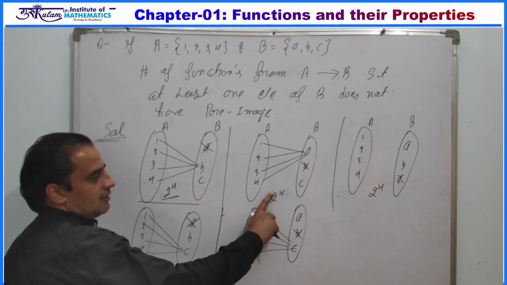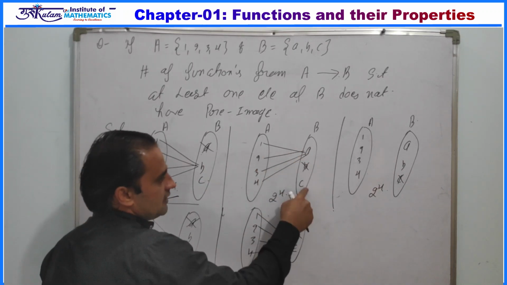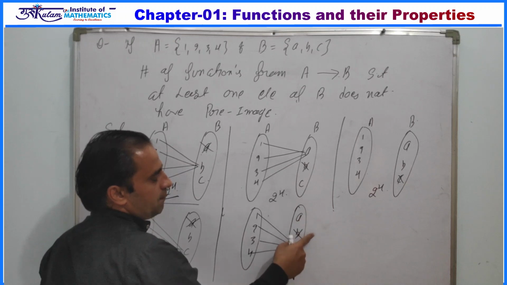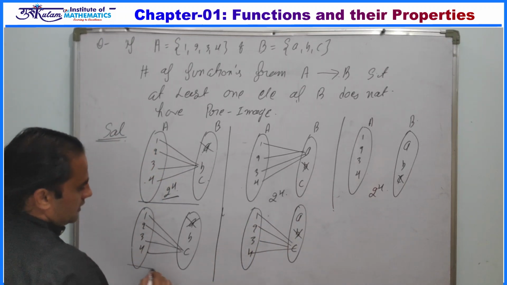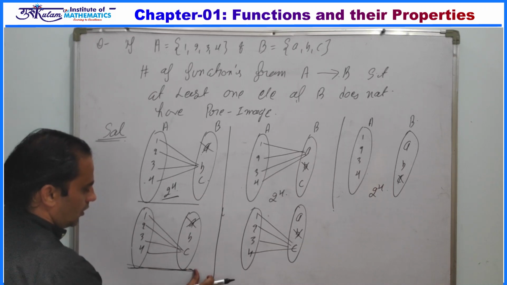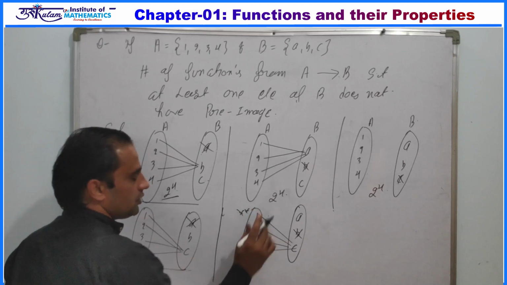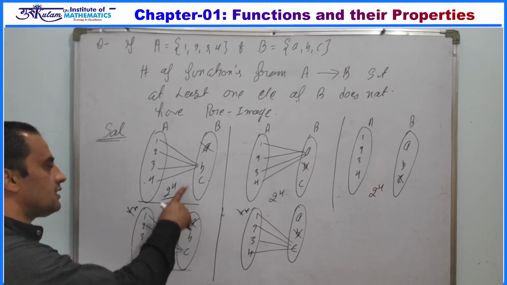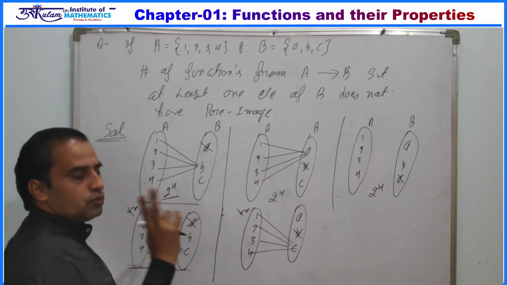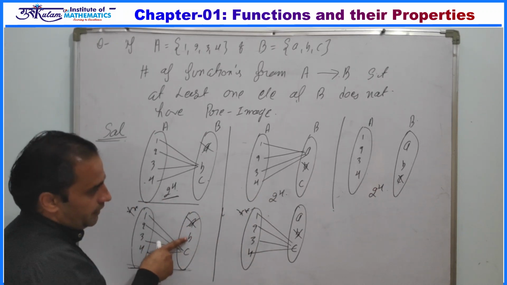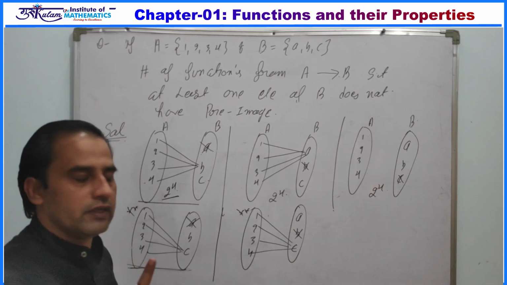So in this case, these are functions in which B and C do not have a pre-image, or A and B do not have a pre-image. Now in this case, this function and this function are the same function. That is, in this counting and in this counting, we are counting this function 2 times, in which A and B do not have a pre-image, but we have to count it only once.